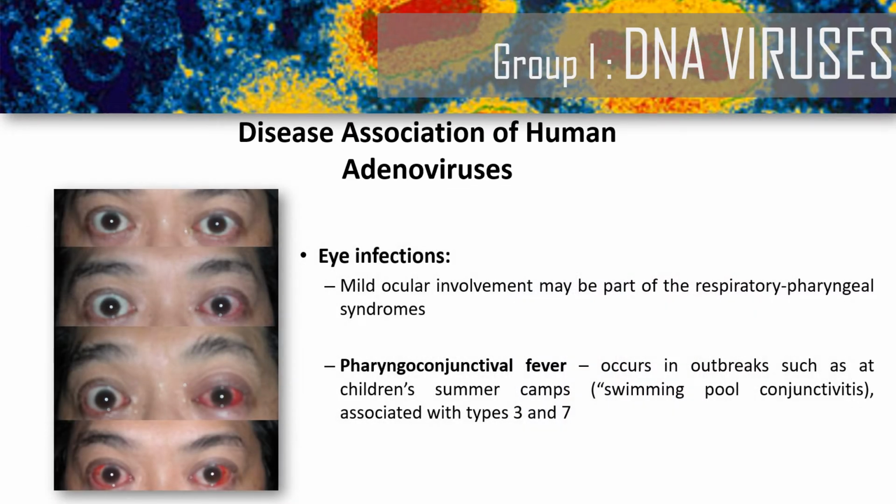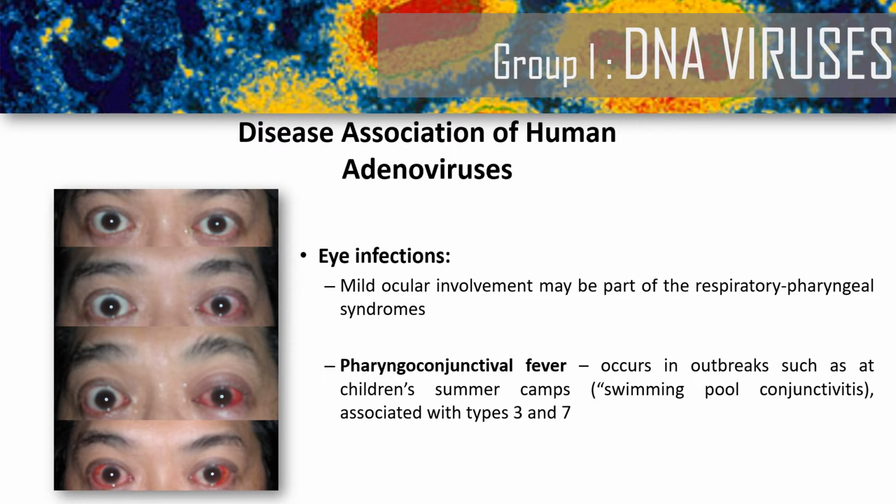So we also have adenoviruses, as I mentioned before, that can cause eye infection, which is your conjunctivitis. If you can observe the development of your conjunctivitis from a normal one to the inflammation of your conjunctiva. Okay, it can actually cause mild ocular involvement and may be part of the respiratory pharyngeal syndromes.